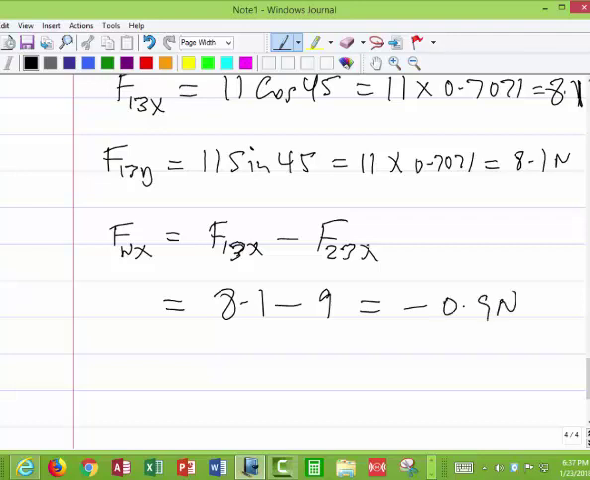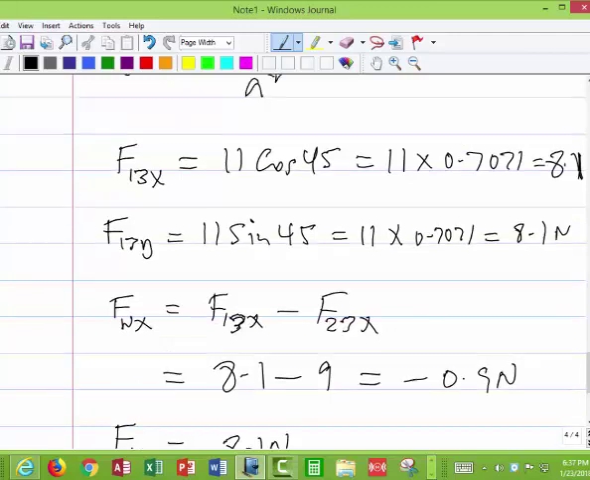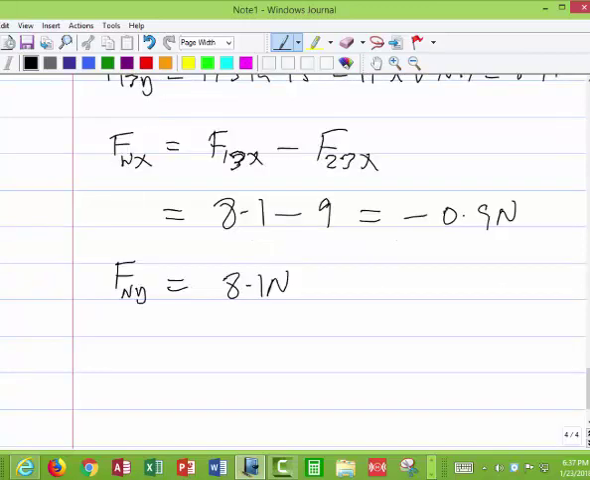0.9 newtons. And then F net y is equal to the component in the y direction, which is just 8.1 newtons, right? You all see that? Yeah. So we can say now that we've got the net force.